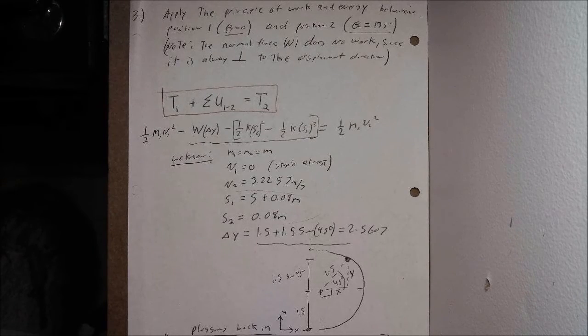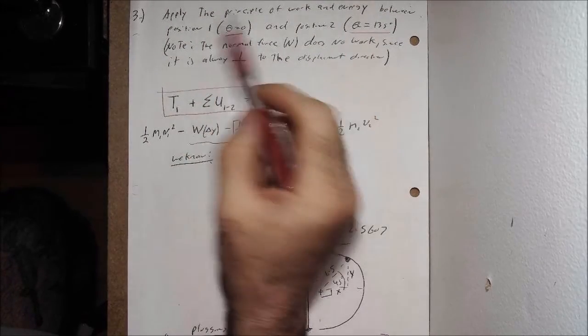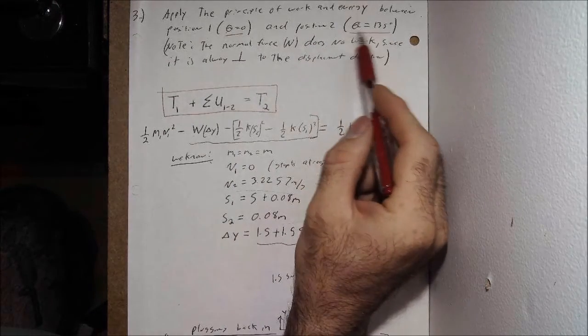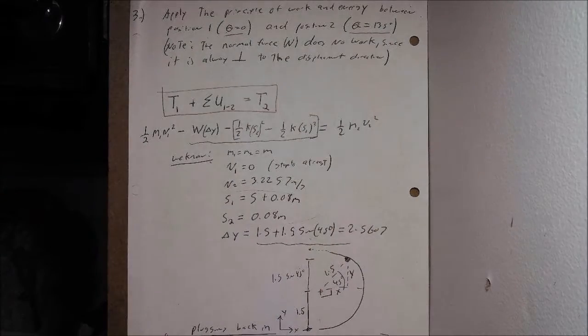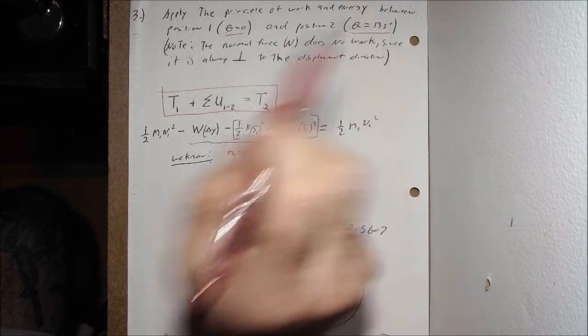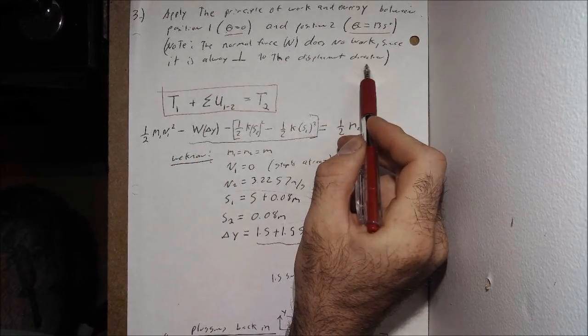So now for the third part of our solution, we recall back to our first page, our problem statement. We're going to apply the principle of work and energy between position 1, which is when our theta is equal to 0 degrees on our diagram, and position 2, where theta is equal to 135 degrees. One thing to note is that the normal force N does no work because it's always going to be perpendicular to the displacement direction.